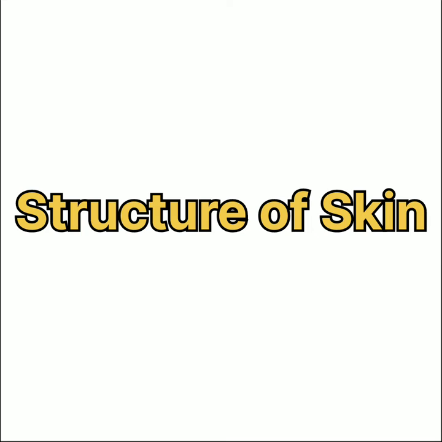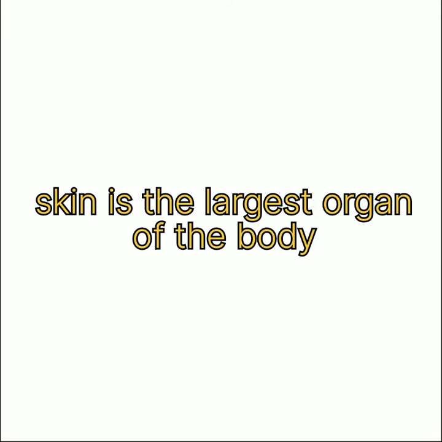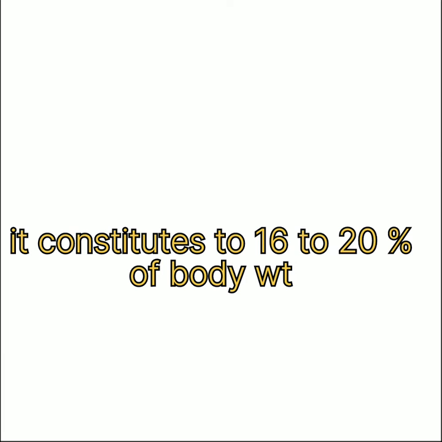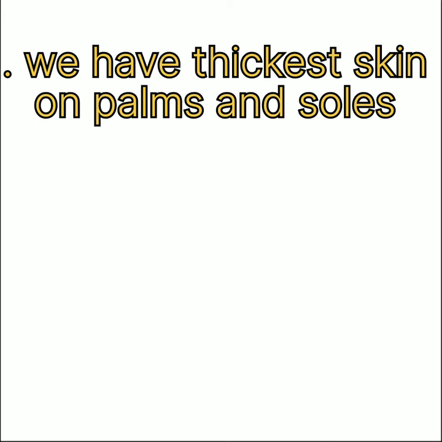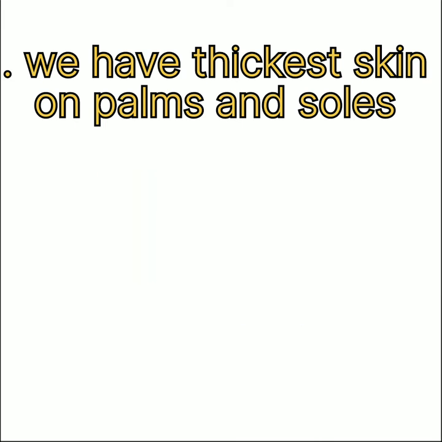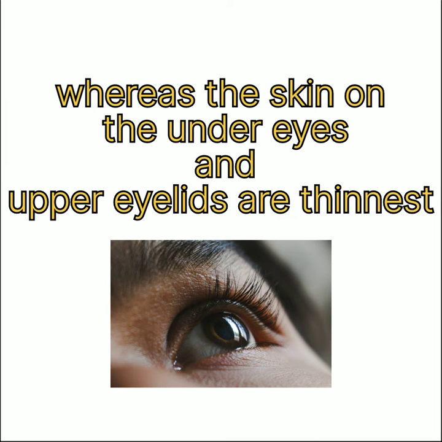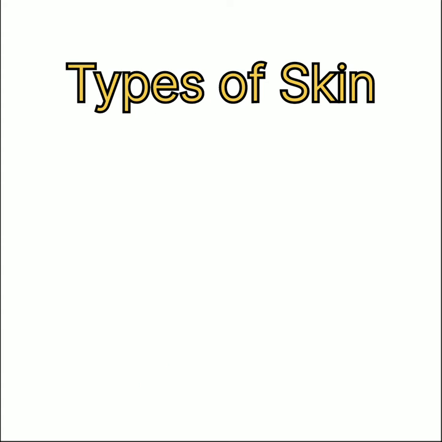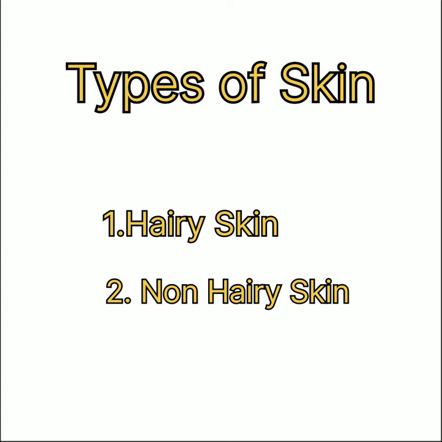Before we begin our journey, let us know the structure of skin in detail. Skin is the largest organ of the body. It constitutes 16 to 20% of the body weight. We have thickest skin on palms and soles, whereas the skin on the under eyes and the upper eyelids is thinnest. There are two types of skin, hairy skin and non-hairy skin.